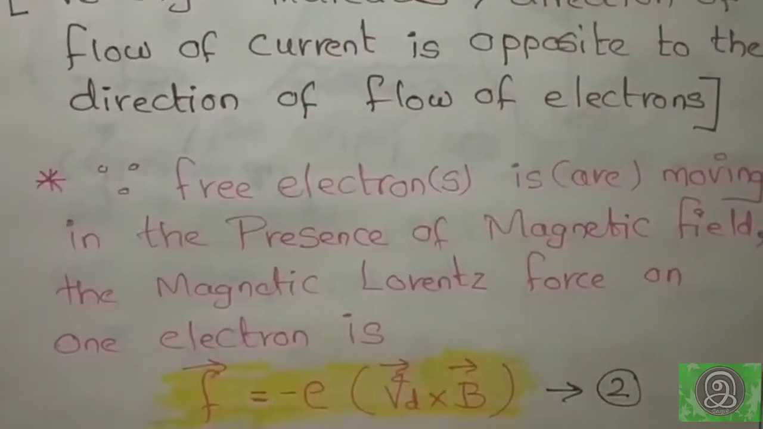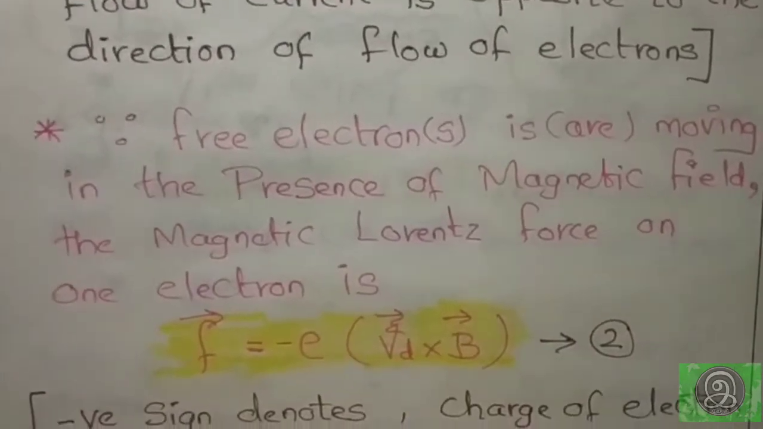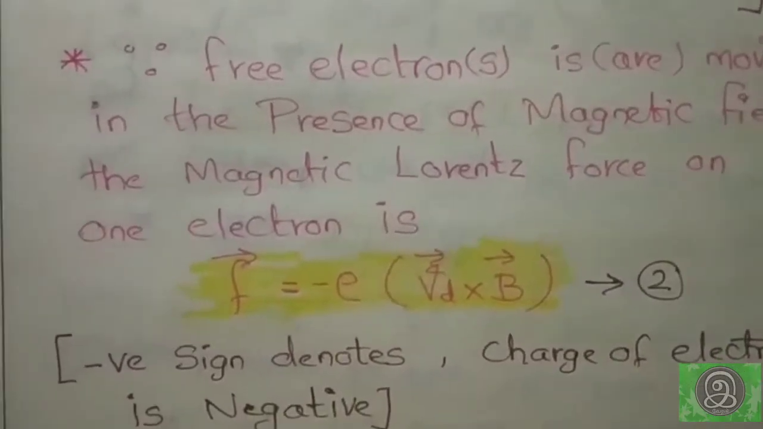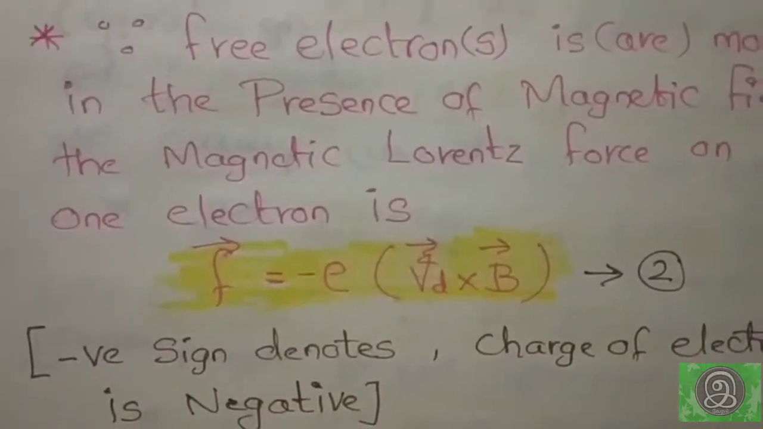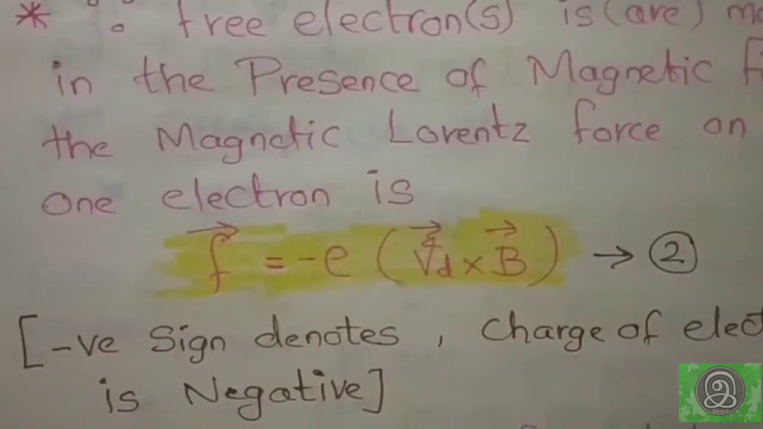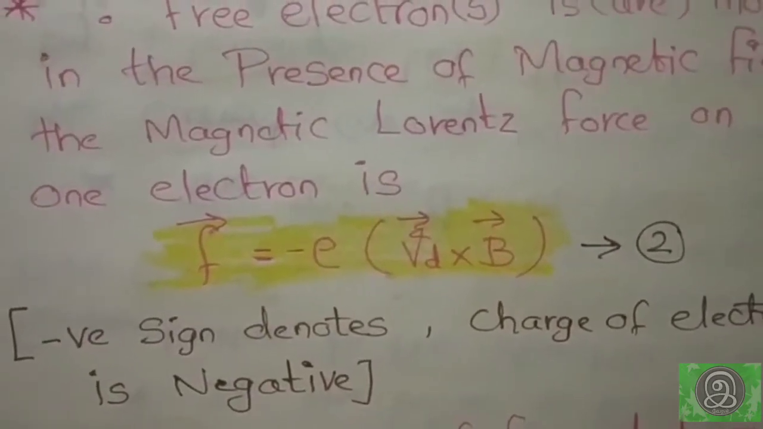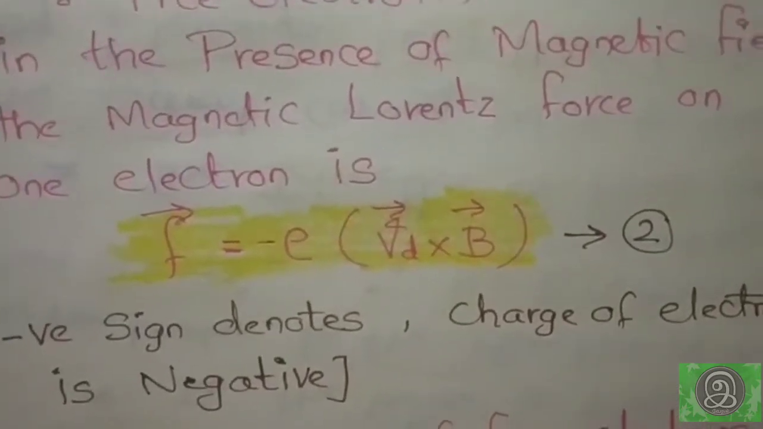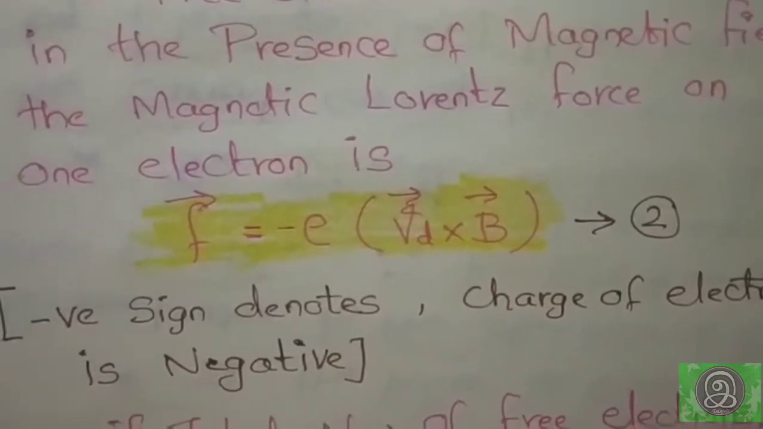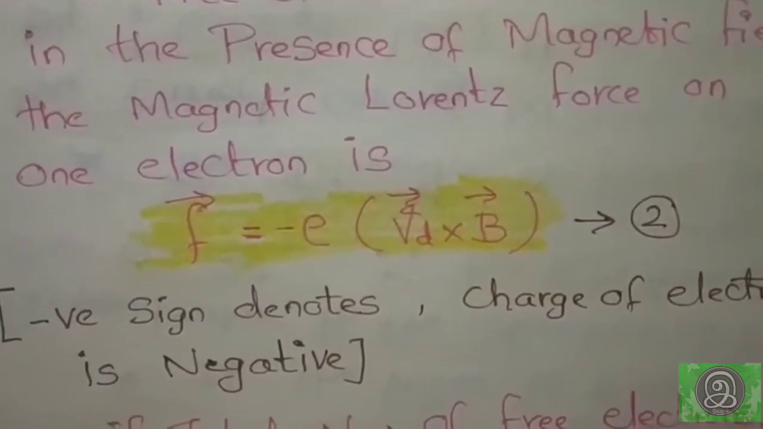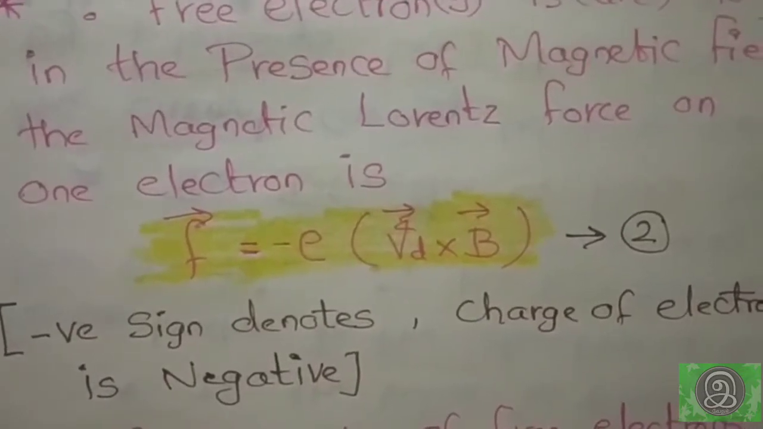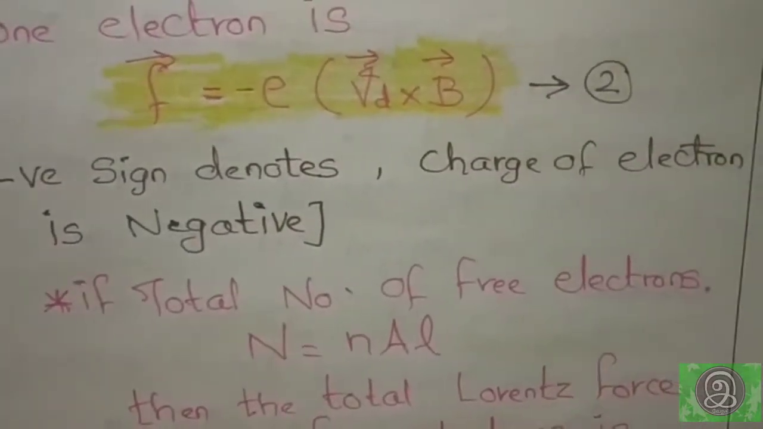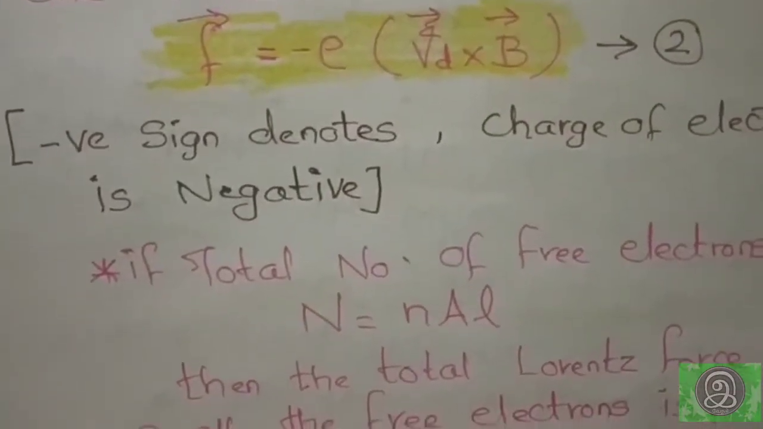Here the free electrons are moving in the presence of magnetic field. So the magnetic Lorentz force on one free electron, that is small f vector, is equal to minus e of v suffix d vector cross B vector, which is taken as equation 2. This is nothing but the equation compared with the magnetic Lorentz force equation, F vector is equal to q of v cross B. Here the negative sign indicates the charge of electron is negative.